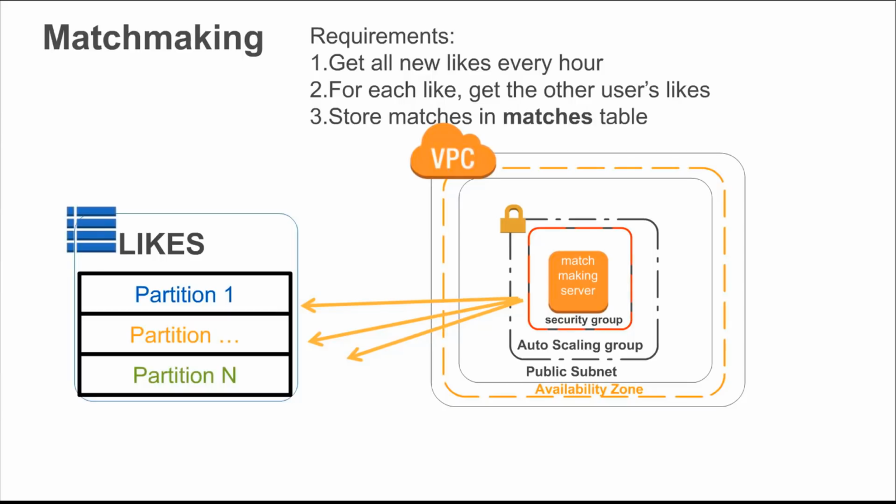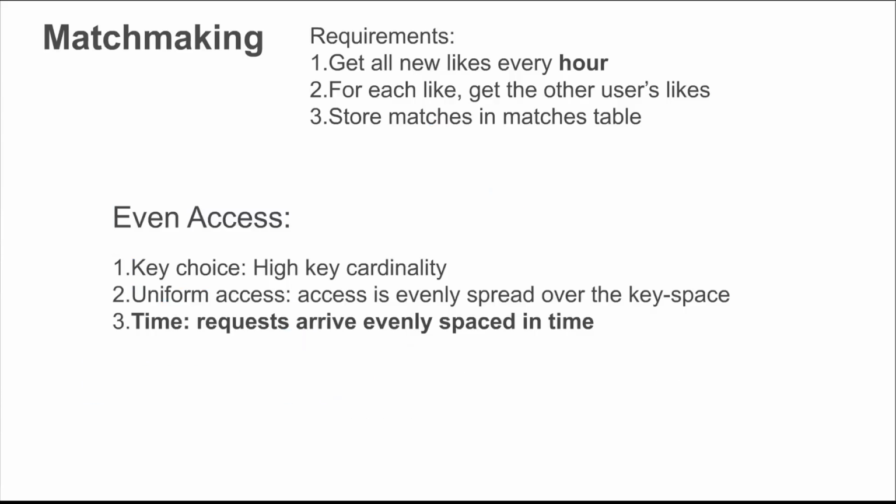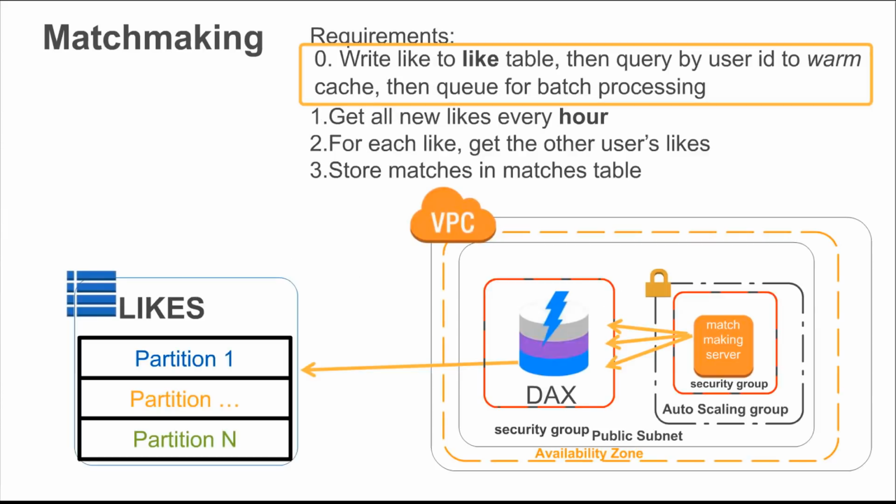So here's what I've done. I get the likes every hour. For each like, I'm going to get the other user's likes, and then I'm going to store the matches in the matches table. But here's the problem. I'm running every hour, and I'm going to get a hot partition because I have an imbalance in access. What are we doing wrong here? First, we're violating this tenet: we're not evenly spacing our requests over time.